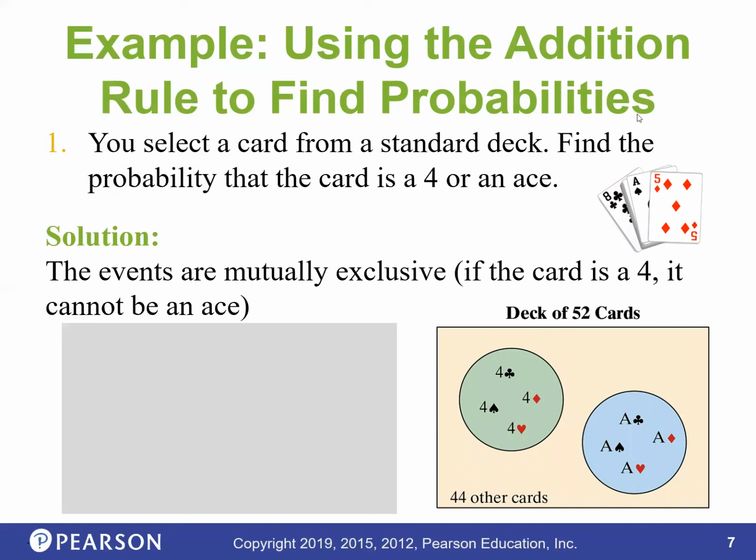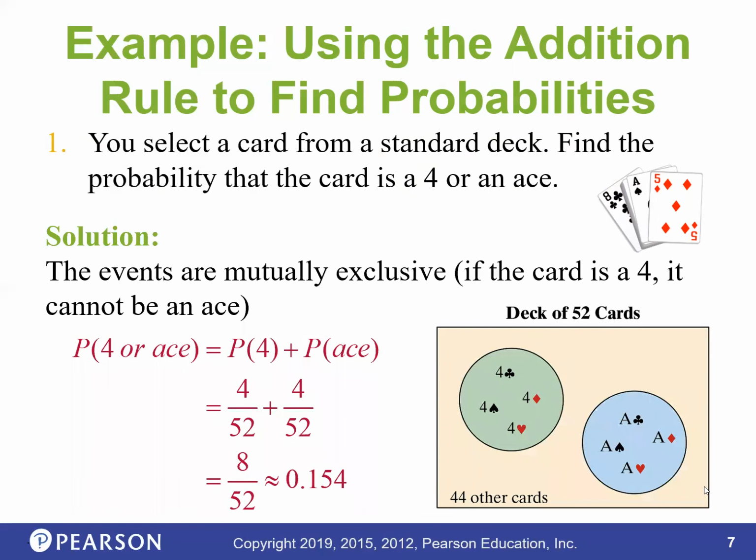So are these mutually exclusive? Absolutely. If you have a 4, you can't have an ace when you pick up a card. So I have 4 of these and 4 of these. Let's write it out: probability of 4 or ace. Because it's mutually exclusive, I don't need to think about the overlap at all. It's just the probability of a 4 plus the probability of getting an ace. I'm just going to add them together. This is the addition right here.